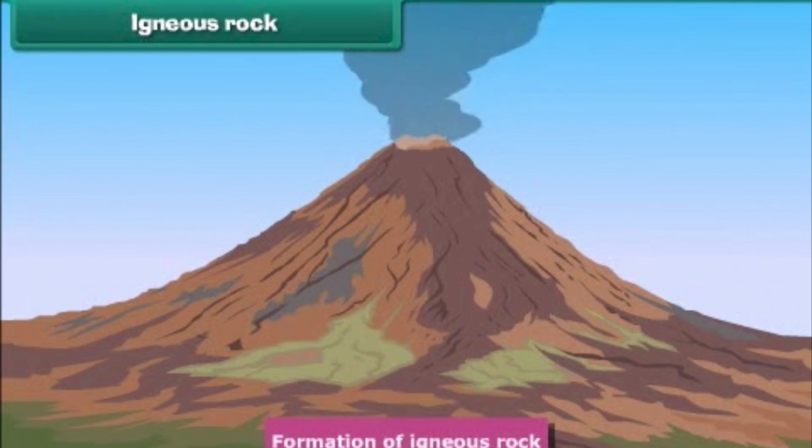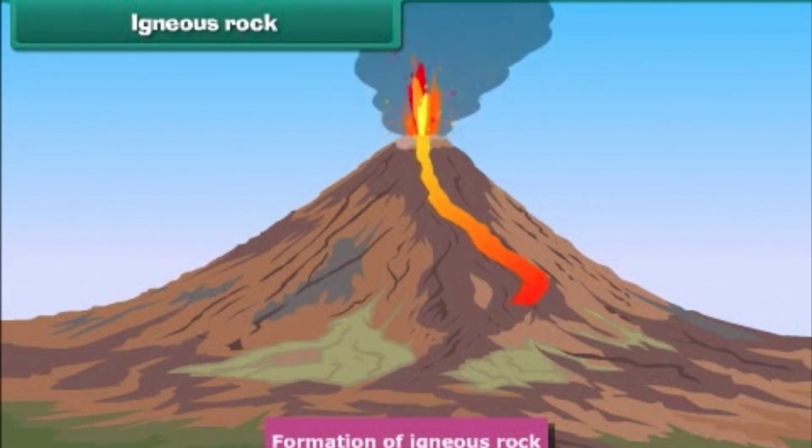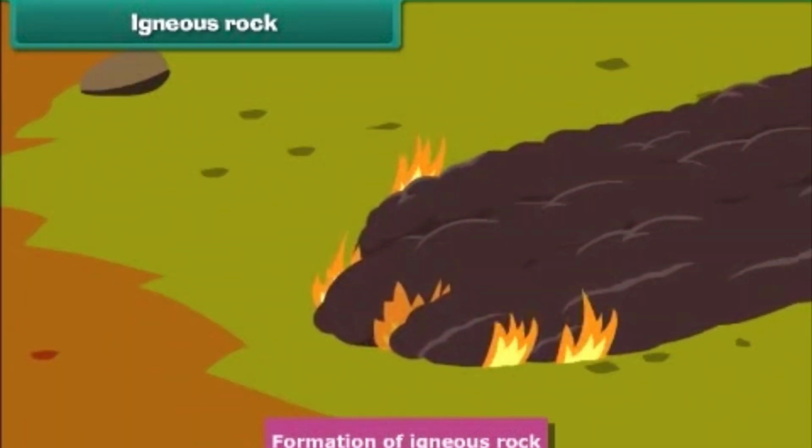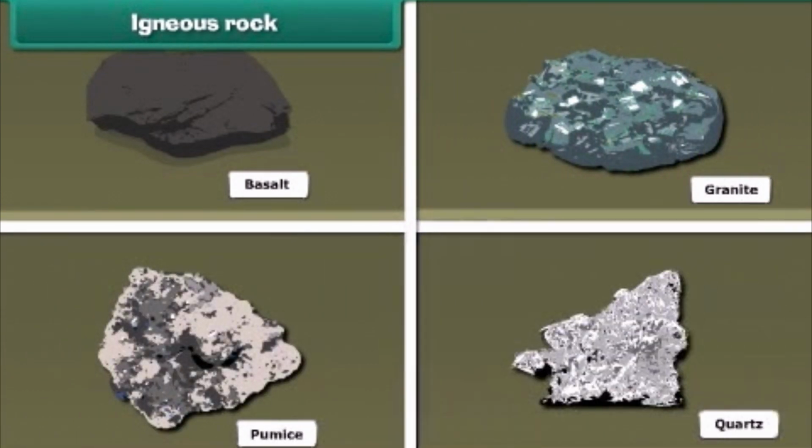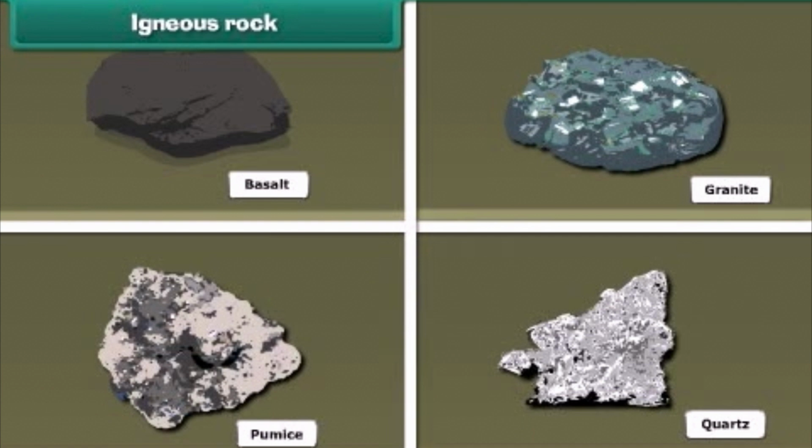Igneous rock is formed when molten rocks like lava in volcanoes cool and get hardened, solidified. It is often shiny and glossy. Basalt, granite, pumice, and quartz are examples of this kind of rock.